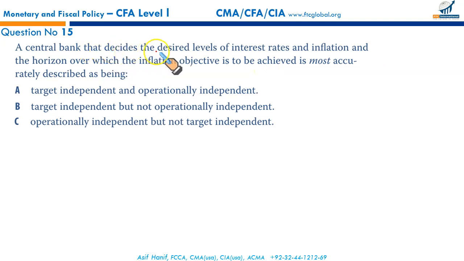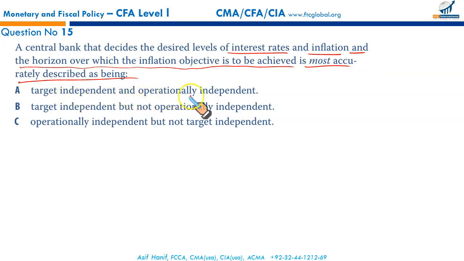A central bank that decides the desired level of interest rates and inflation and the horizon over which the inflation objective is to be achieved is most accurately described as being target independent and operationally independent. Correct. The central bank is target independent because it sets its own targeted inflation rate, and it is also operationally independent because it decides how to achieve its target. The time horizon is decided. So that makes A the correct option. Look no further.